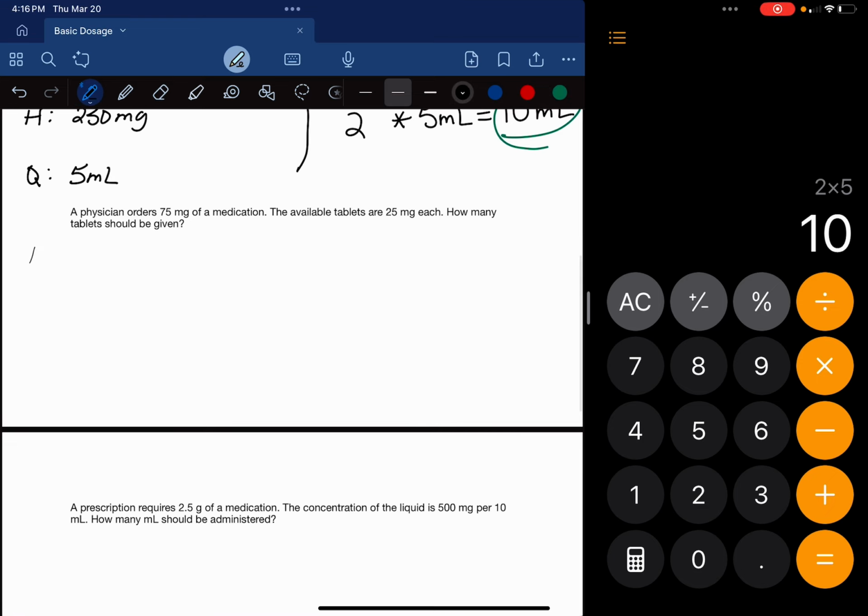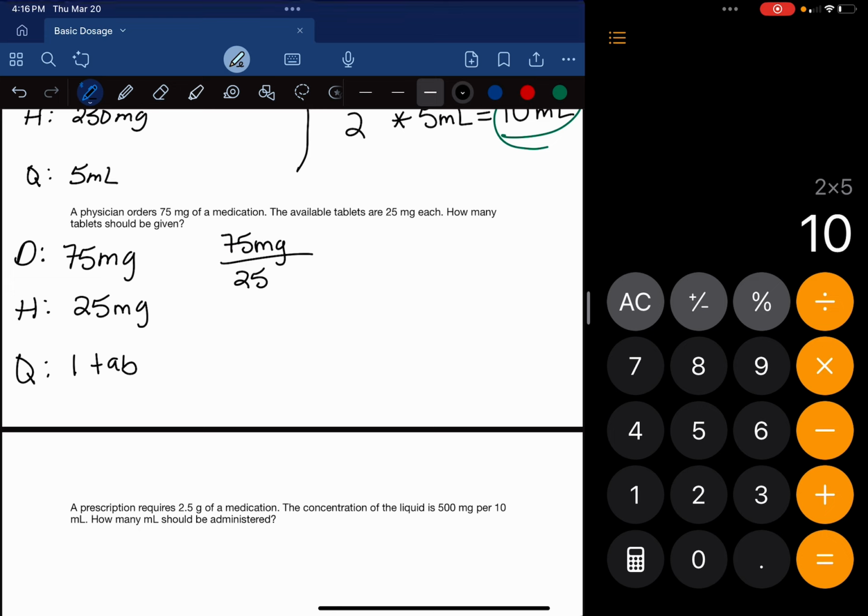So our dose is 75 milligrams. What we have is 25 milligrams in each tablet. So if you want, you can add the Q. You don't really need it, but 1 tablet. Let's go ahead and solve. 75 mg divided by 25 mg times 1 tab equals.